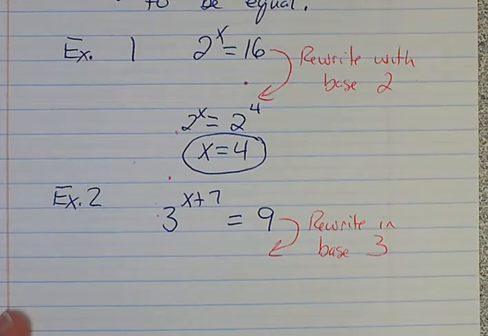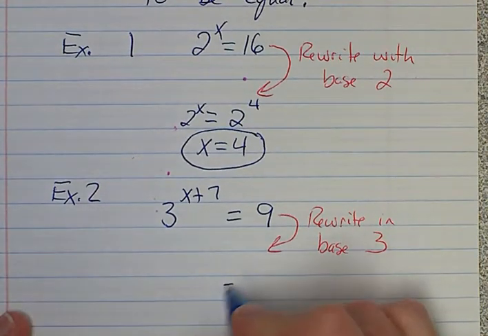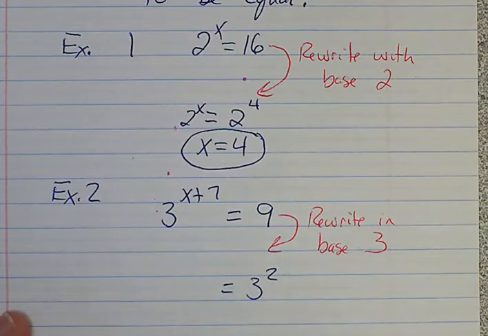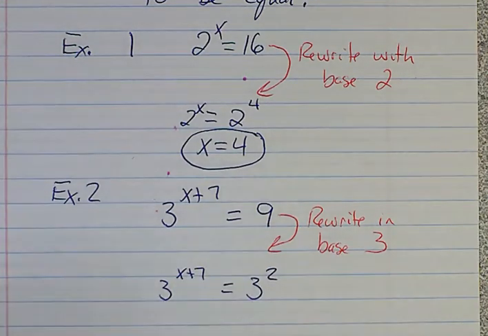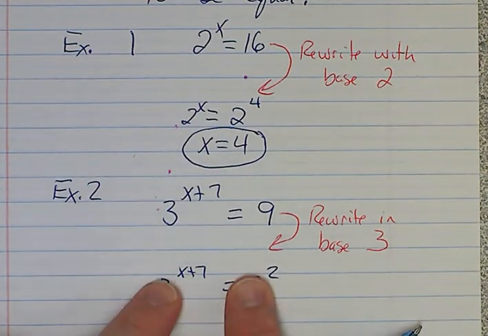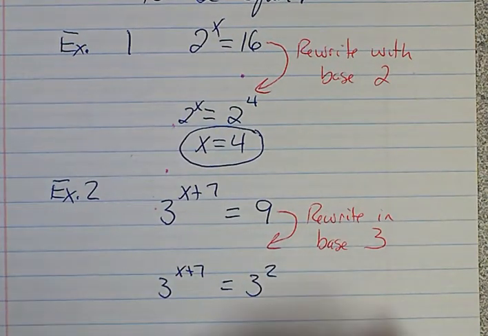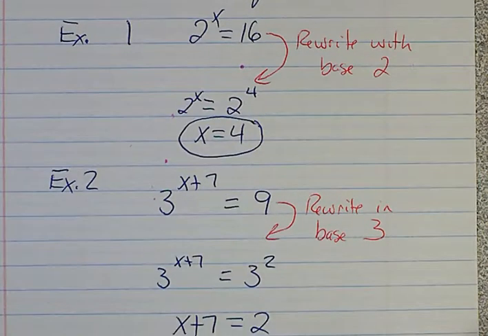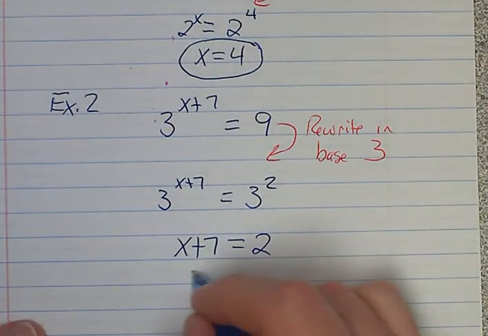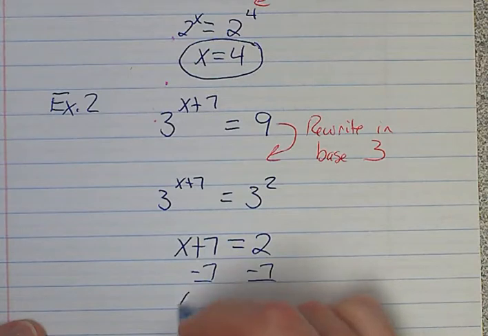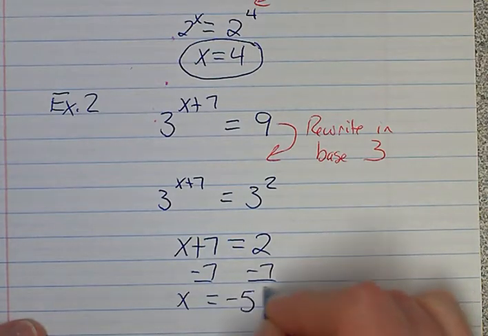And again, it shouldn't be anything difficult. If you've got 9, that's the same thing as 3 to the 2nd power. And once you've got both sides written with the same base, you can take the bases out and just look at the exponents. So now you can just do x plus 7 equals 2. And that one's pretty easy. It's just a one-step equation. Just subtract 7 from both sides. So x will equal -5.